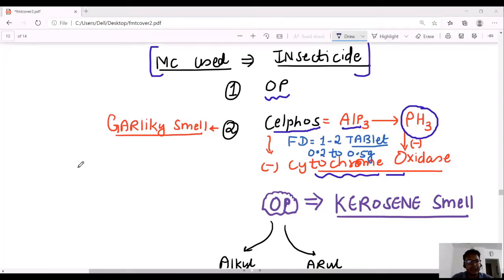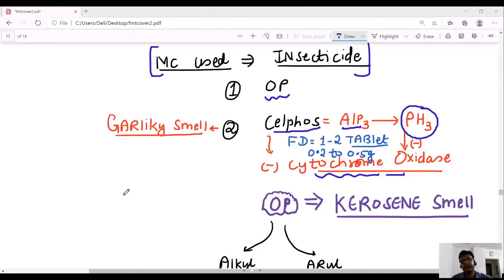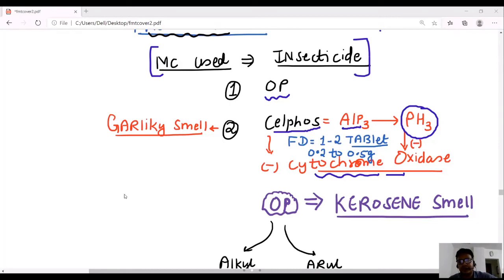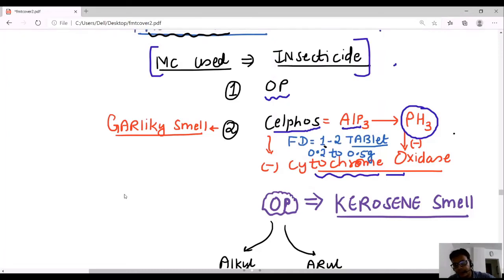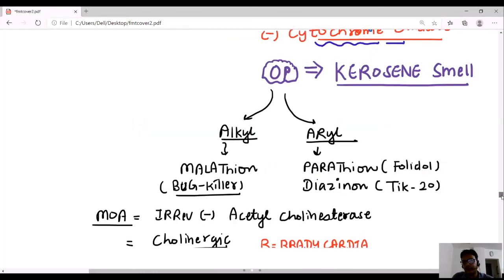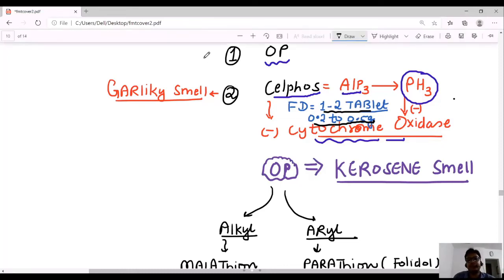So one thing is clear, sir. It contains phosphorus, so it shows a garlicky smell. Now, sir, fatal dose. This question comes in exam. Fatal dose of sulfose is 1 to 2 tablets, and 0.2 to 0.5 gram.